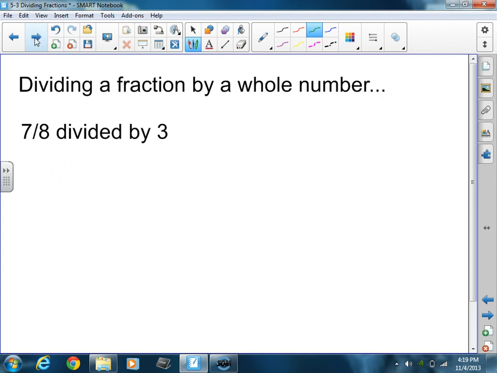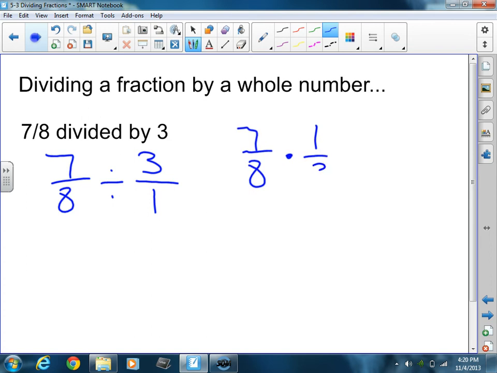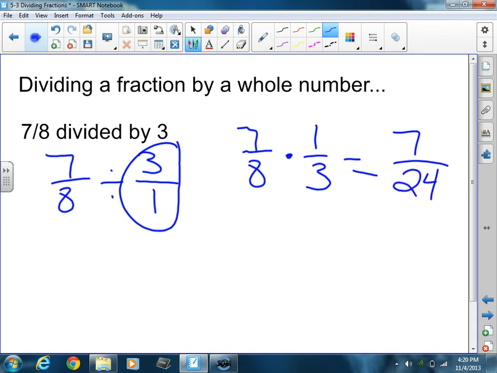So dividing a fraction by a whole number. Now we have seen whole numbers earlier in this lesson, but we haven't seen it as the second number. But again, it's exactly the same. So I have 7/8 divided by 3 over 1, because I changed my whole number to a fraction. Then I take the reciprocal. 7/8 times 1 over 3. Take this number, flip it upside down. So 7 times 1 is 7. 8 times 3 is 24. I can't reduce that. So my answer is 7 over 24.